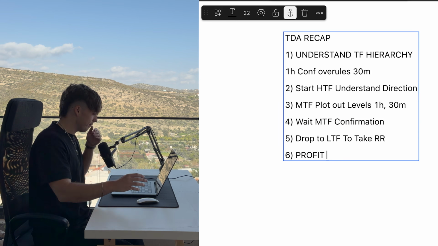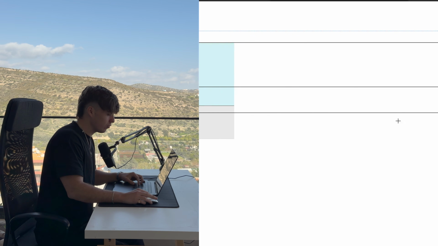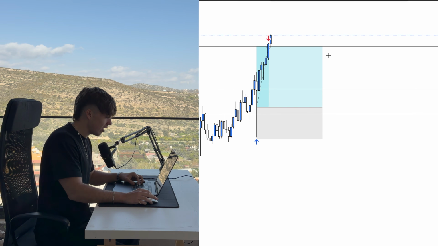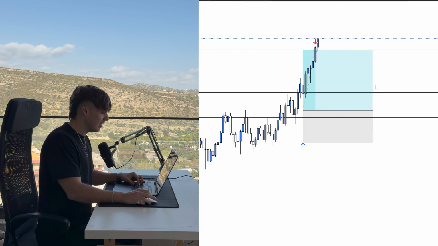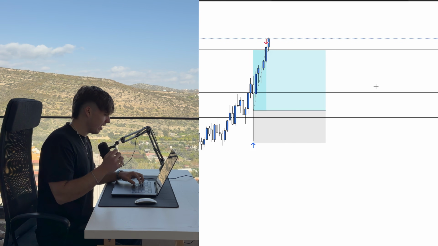Very, very simple. Now, if you combine all of the concepts that I've taught you today with my entry models that are absolutely high probability, tested over 1,000 trades, you will be a profitable trader without a doubt.